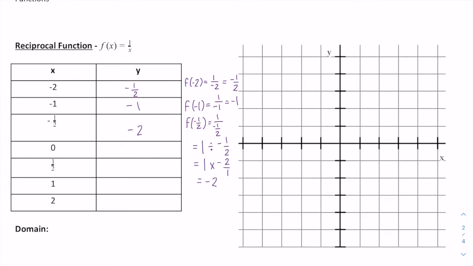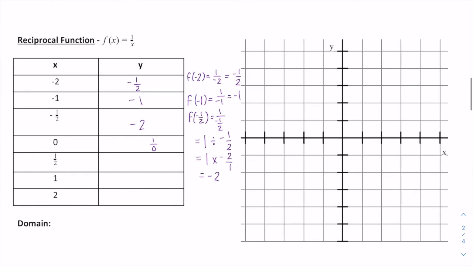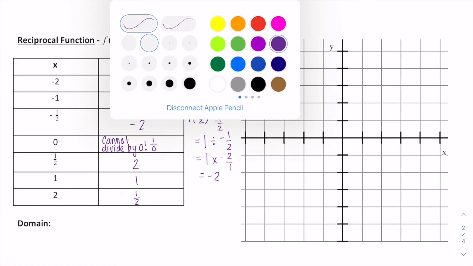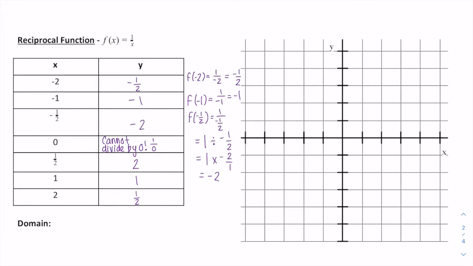Now, if you try to do this for 0, we'll have 1 over 0. If you put that in your calculator, you should get an error because we cannot divide by 0. If we continue the same way we were, we can fill out the rest of our table of values. Now, let's plot all of these onto the graph, and then we'll check it on Desmos. So we have (-2, -1/2).